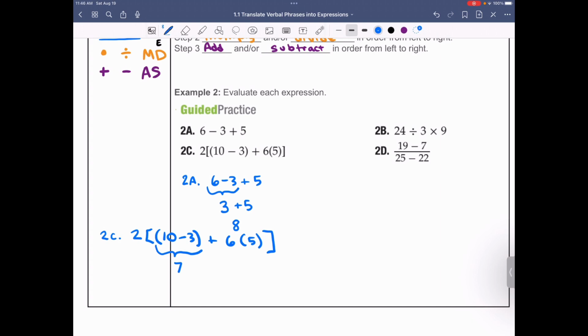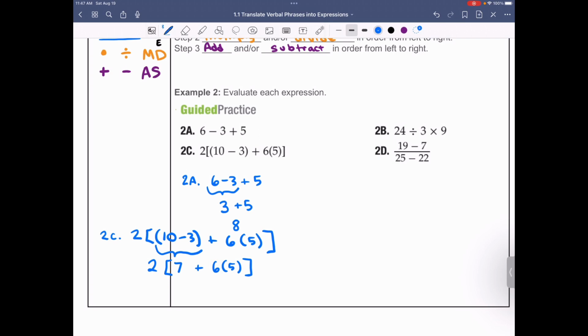Then I want to bring everything down. Since I did 10 minus 3, I do not have to write those parentheses again. So I'm going to write just the bracket. And everything that was inside the parentheses just comes down. And we will practice this on a fun handout later. Little riddle. Bring that 2 down as well.